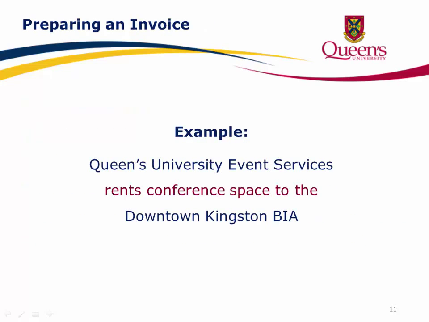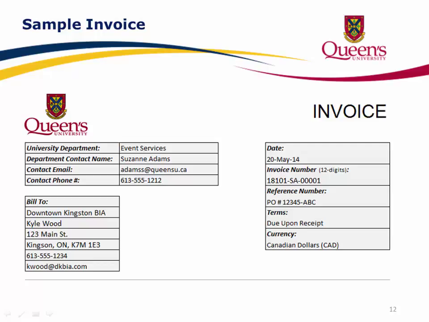Let's look at an example. Suppose Queen's Event Services rents conference space to the Downtown Kingston Business Association. Looking at our sample invoice, the following information has been completed by the originator, in this case, Suzanne Adams, beginning with the top left section of the invoice.